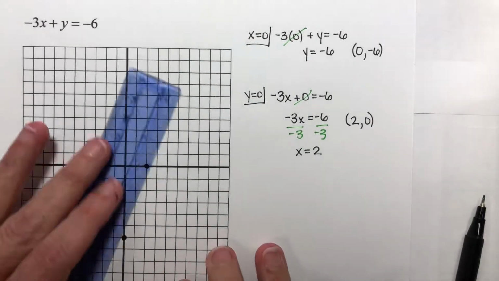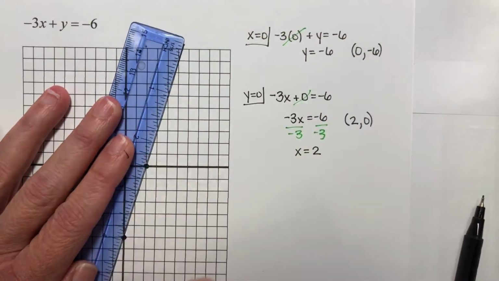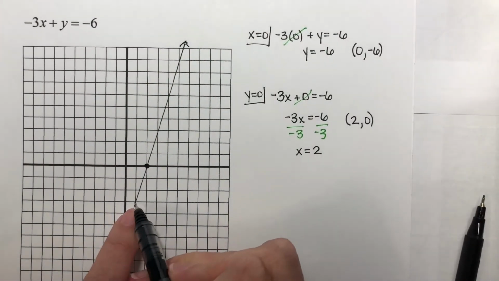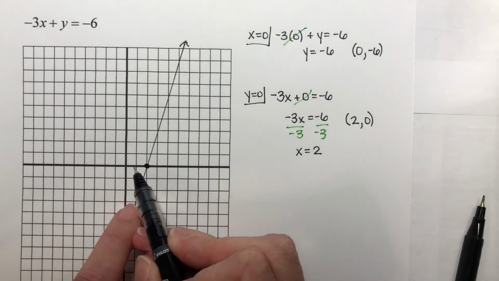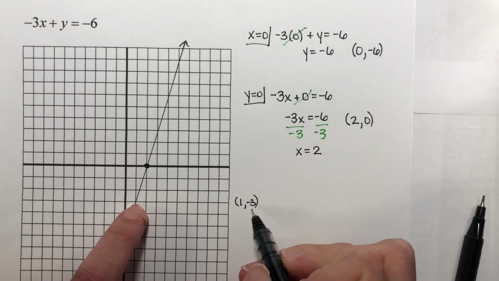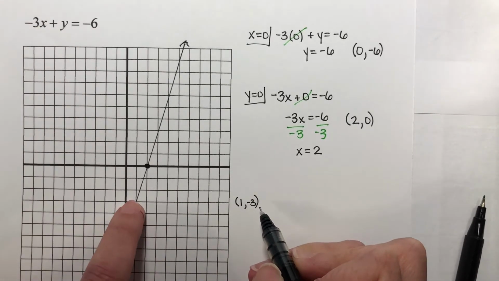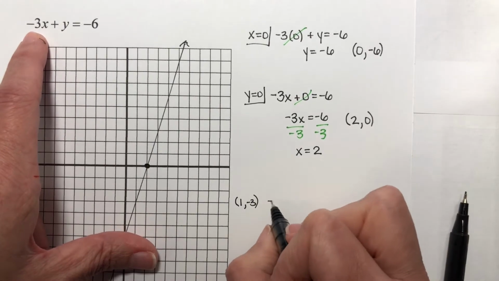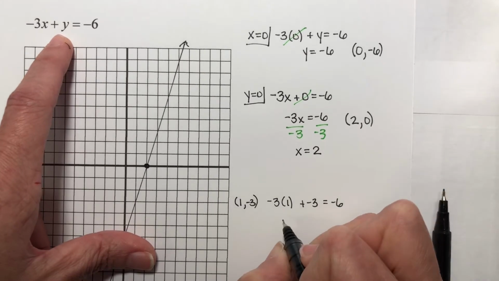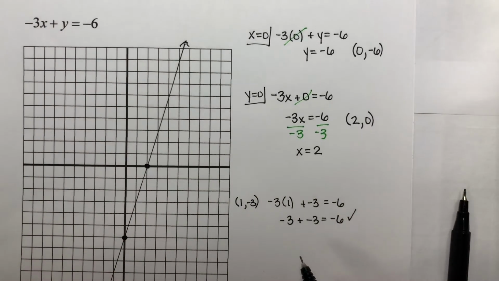If you're confident with these two, go ahead and draw your line, and you can be done. Two points is sufficient. It looks like my line goes through negative 1, negative 3, right? I can use that to check. It'd be just like saying, if I plug in x equal to 1, what do I get? Let's check that. Negative 3 times 1 plus negative 3 equals negative 6. Negative 3 plus negative 3 equals negative 6. So that is correct.